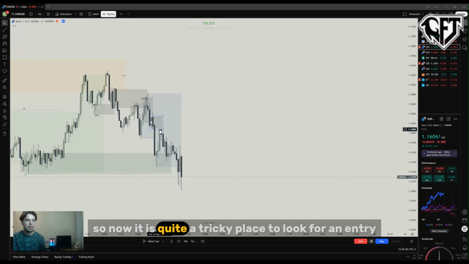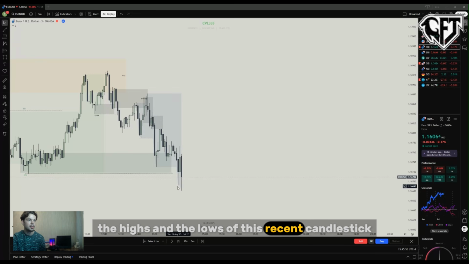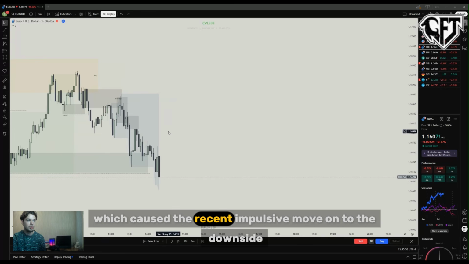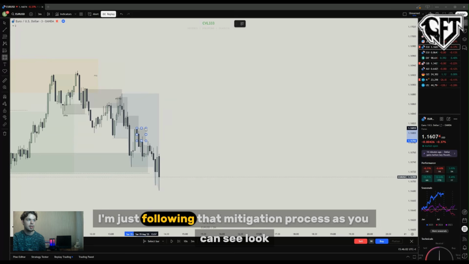So now it is quite a tricky place to look for an entry, but all I did was map up the highs and the lows of this recent candlestick, which caused the recent impulsive move onto the downside, which actually took out this lower low here on the 3 minute, as you can see. And I'm just following that mitigation process.